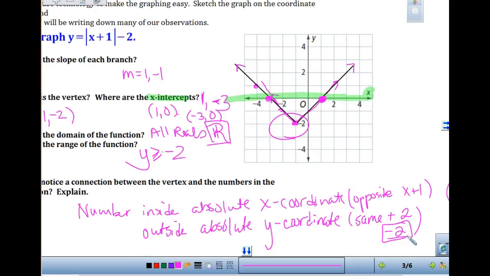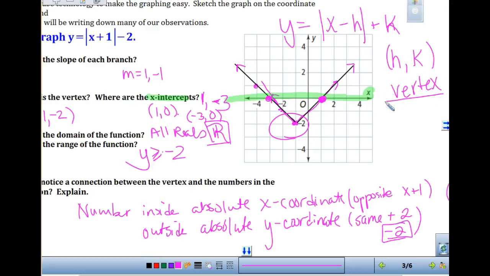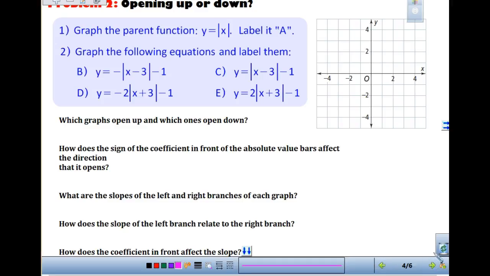So when you are looking at a form, this is our vertex form. If you would write it over here by your graph or towards the top: y equals absolute value of x minus h, plus k, where h, k is our vertex. But it's always minus h, comma, k when you look at that equation. You can leave it up.